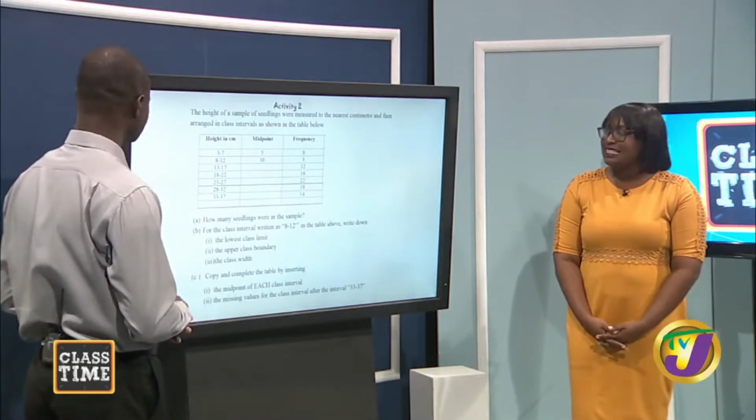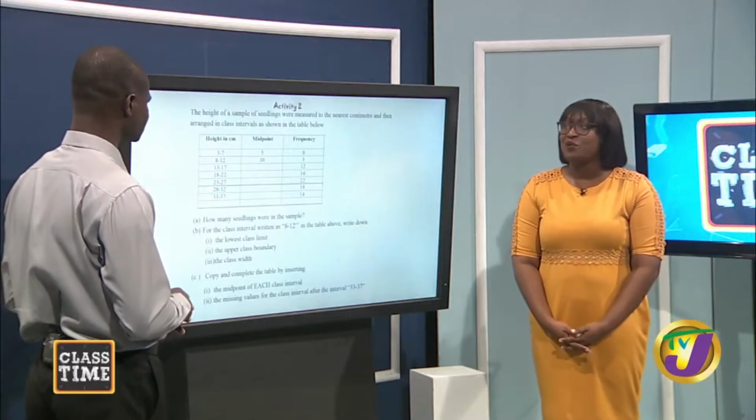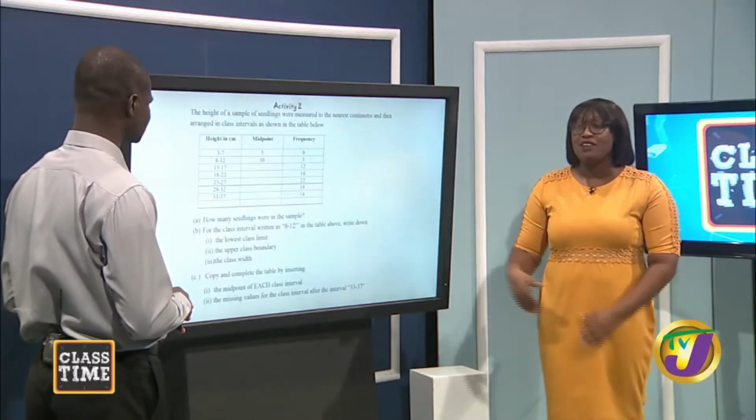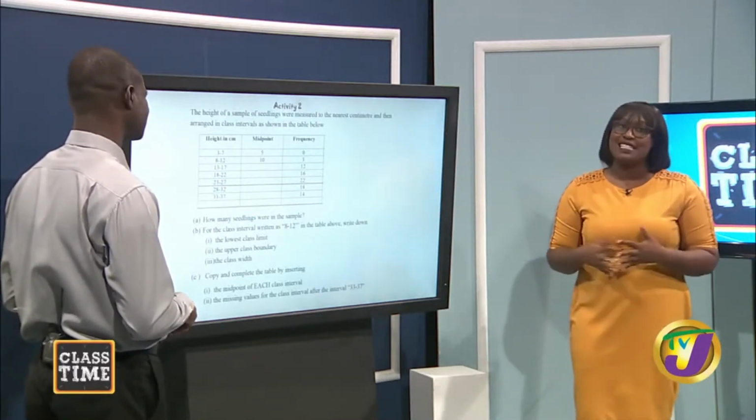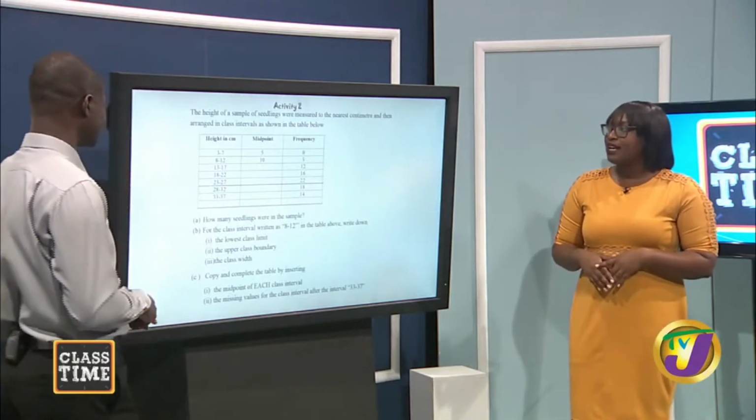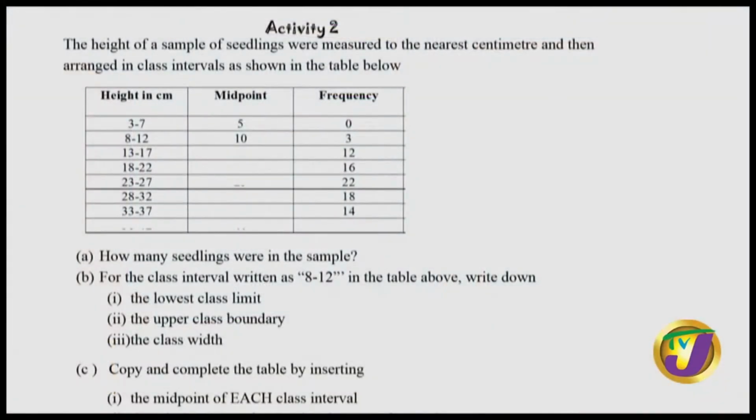Definitely. So in this case, what you're saying to me is that I would have to add up all my frequencies to find the total number of seedlings in the sample. Definitely. All right. So in this case, we had 0 plus 3 plus 12 plus 16 plus 22 plus 18 plus 14. Let's see what that would give us.